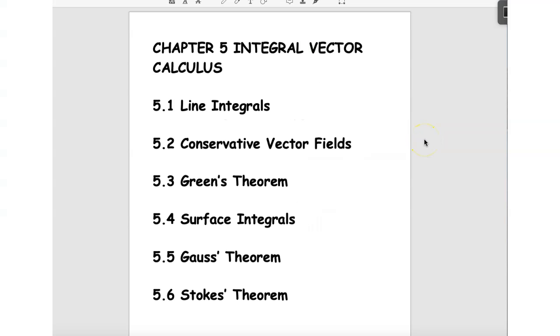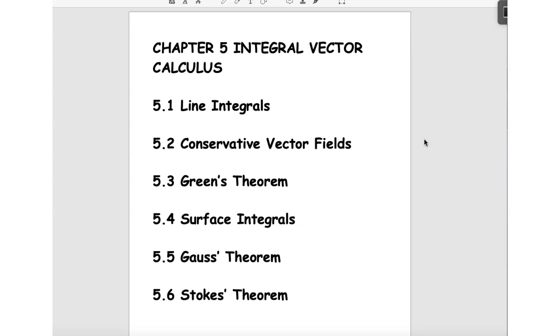Okay, hi everyone. So now we move to a new chapter, which is the last chapter of your course, Engineering Maths 2, SSCE 1993. Okay, so what is in chapter 5?